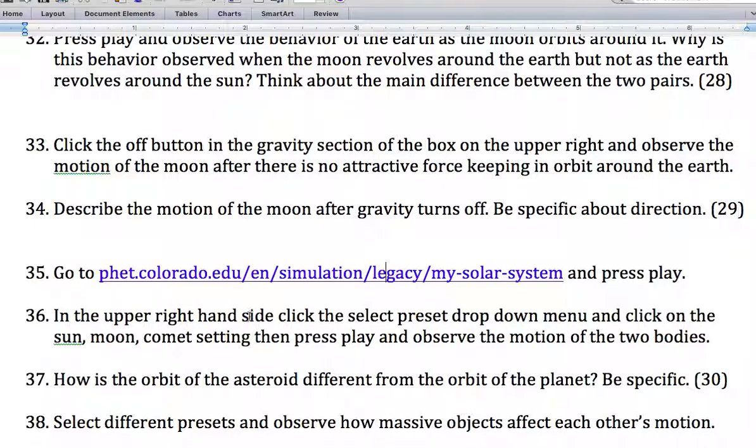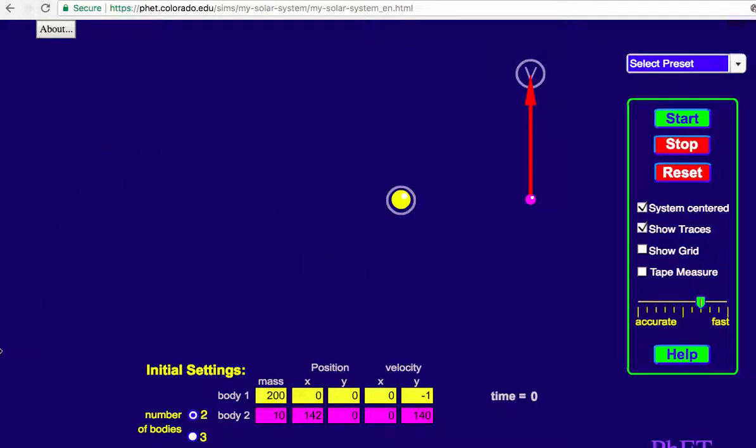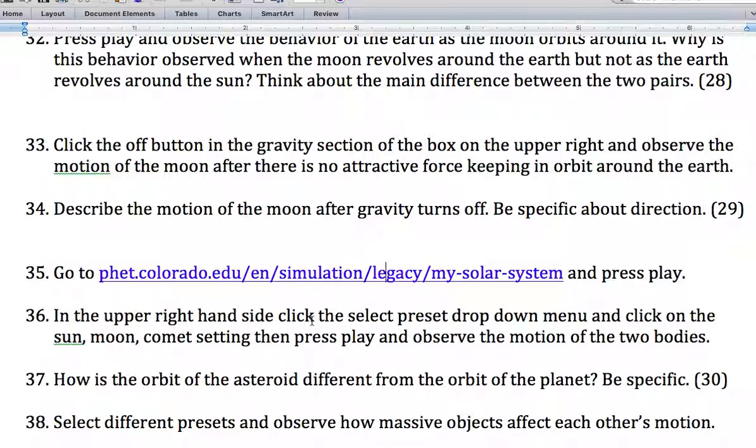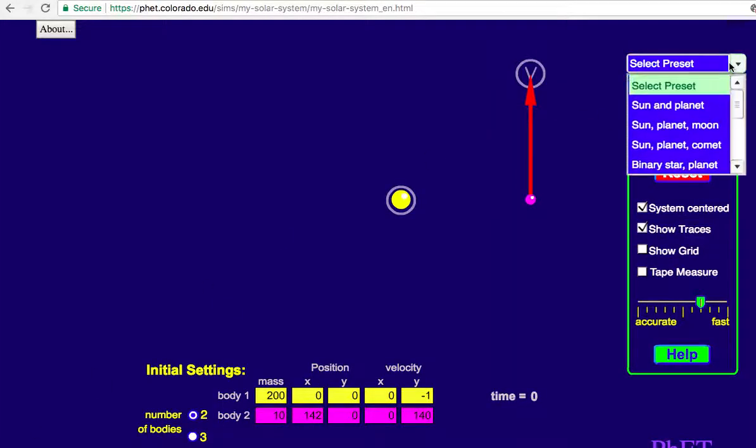This is kind of a cool simulation. You should play around with this a bit if you get a chance. In the upper right side, select the preset drop-down menu, click on the Sun, the Moon, and the Comet setting, and then press play and observe the motion of the two bodies. So Sun, Moon, and Comet.